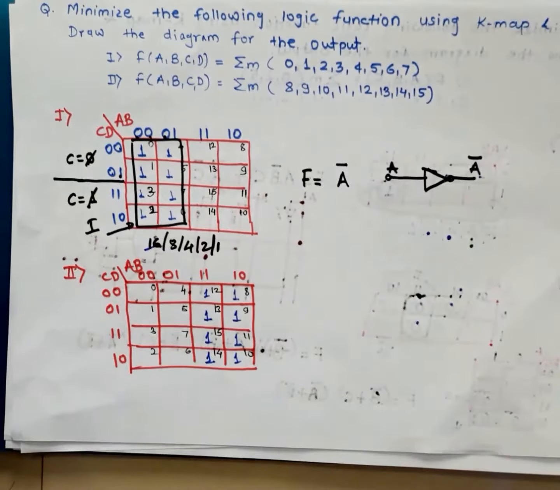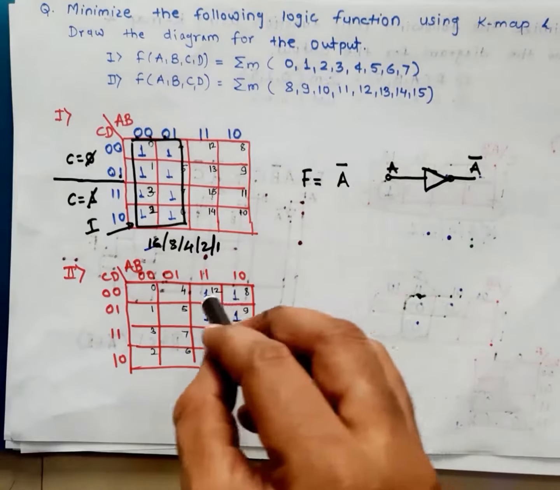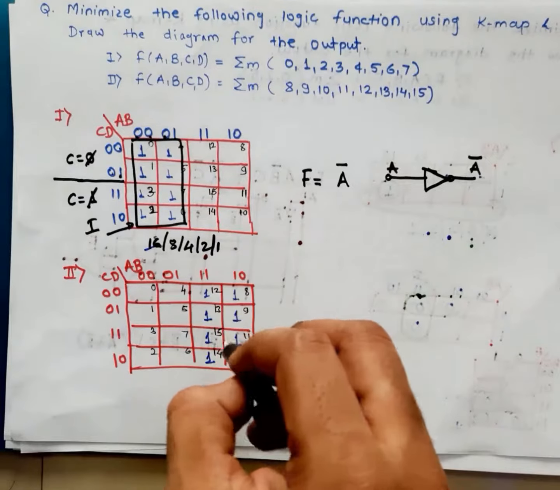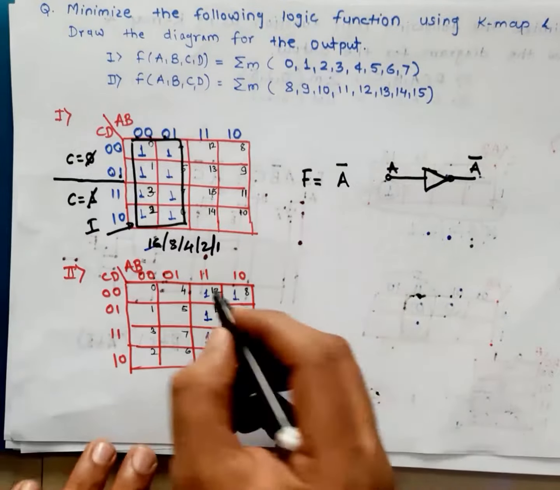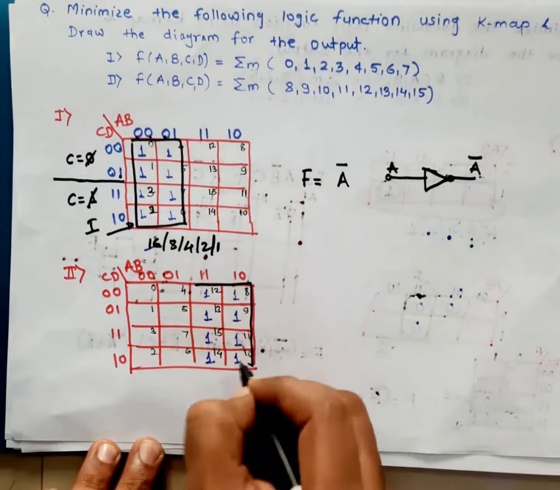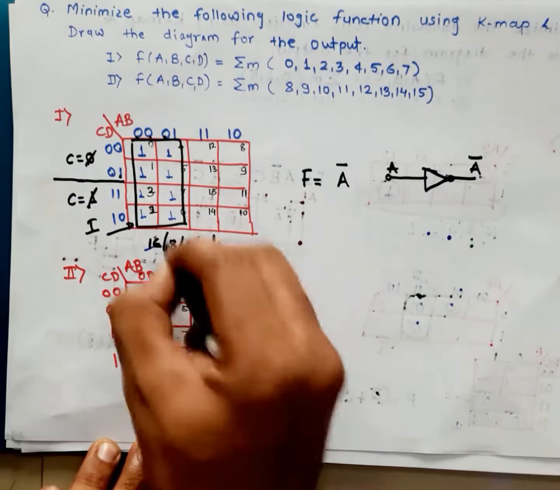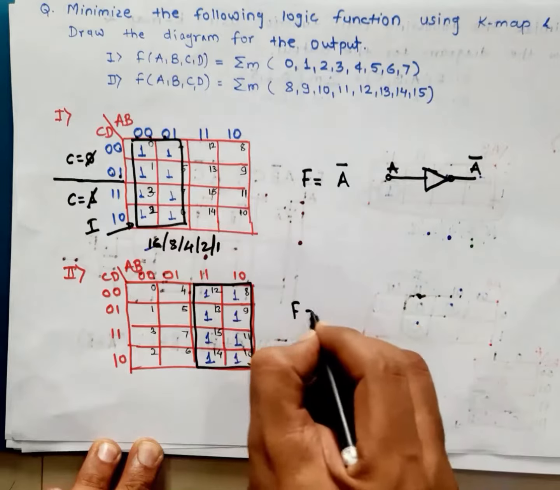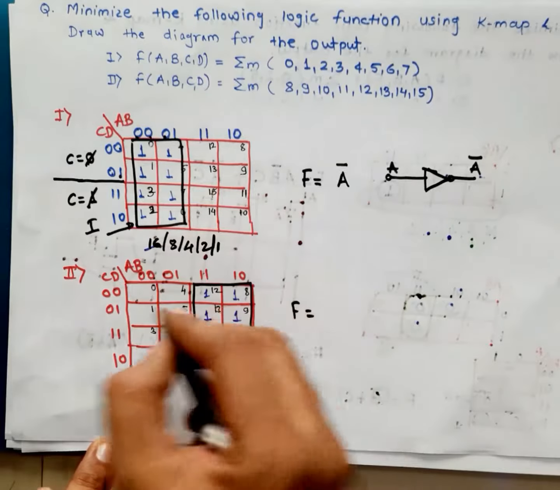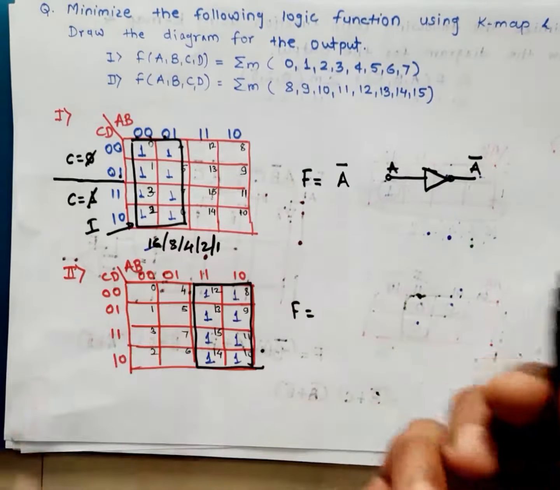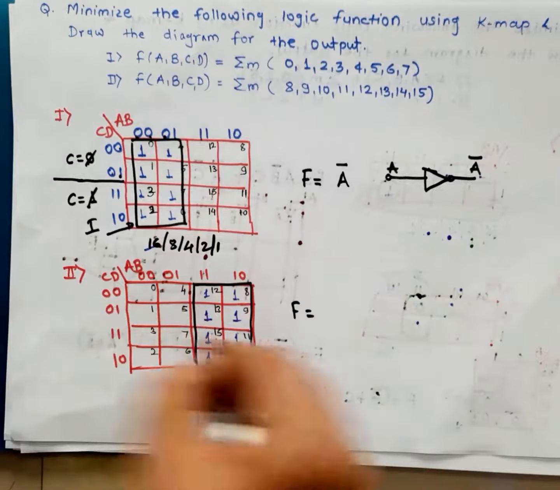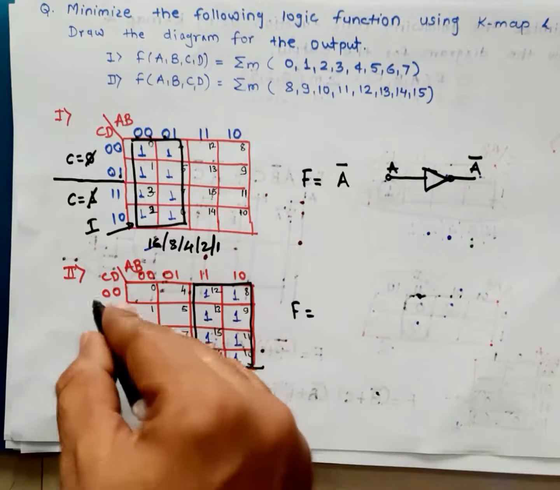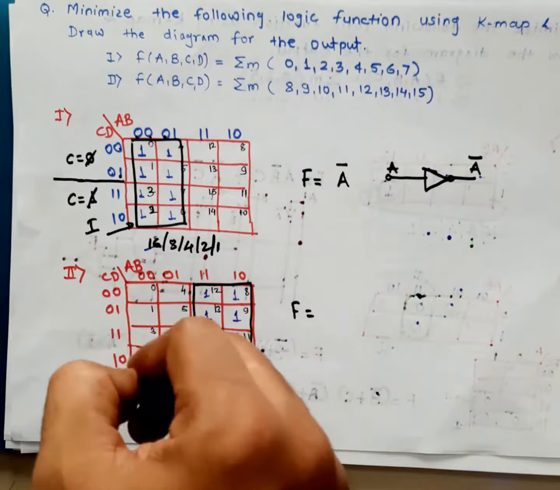Is it possible to make a group of 8 cells? Yes. Here in this case a group of 8 cells is there which has high values, and this is again a vertical group like in the previous case. So again it's a vertical group, and because all 4 rows are considered in this group, C and D get eliminated.